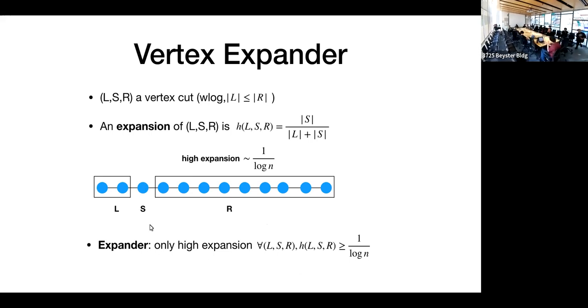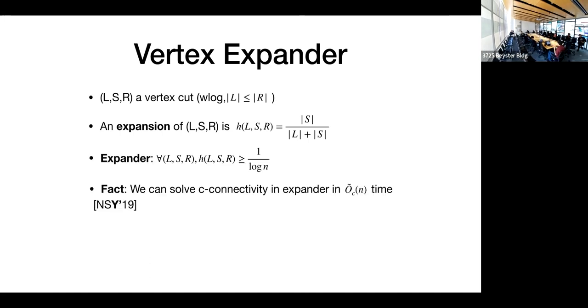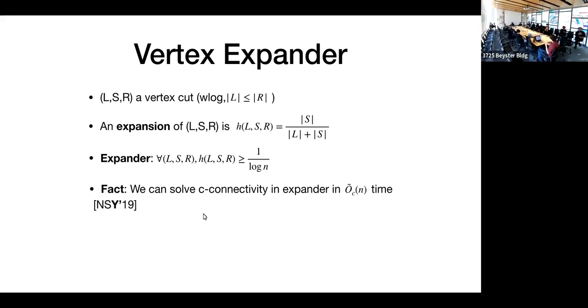The key property of an expander in this context is that if you fix the cut S to be very, very small, and the graph has high expansion, it's implied that the L side has to be small. We're going to assume the following fact, known from previous work, that we can solve vertex connectivity in an expander in only linear time. This is the fact that using the local algorithm, you can solve this. We're going to assume this fact throughout the talk, and it is known in the prior work.